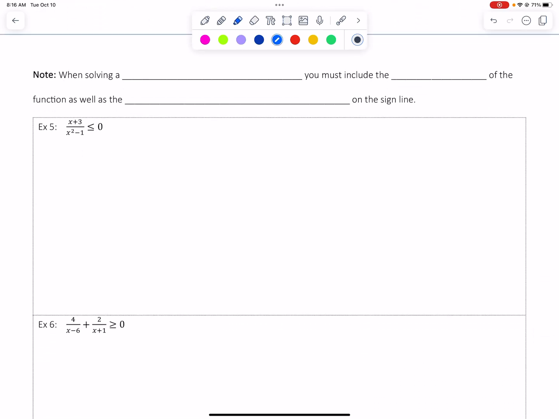So again, when solving a rational inequality, you must include the real zeros of the function as well as the vertical asymptotes on the sign line that we're going to create.